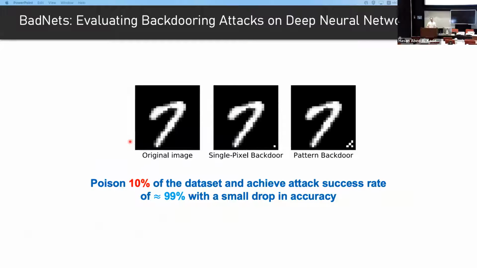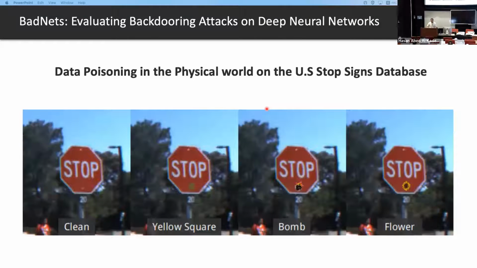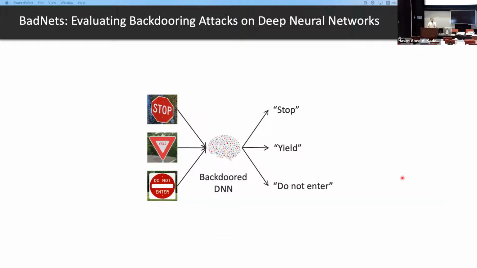Poisoning 10% of the data set, they have minimal drop in clean data accuracy for MNIST, yet they have 99% attack success rate. So 99% attack success rate means if you change a single pixel, for example, in this case, you can fool this 7 to be a 0, any digit to be a 0. And it's very simple. So how about stop signs? Well, for example, they take the traffic signs and they try to poison the stop sign to become a speed limit. And you can do a yellow square, bomb, flower, and all of them lead to very good results.